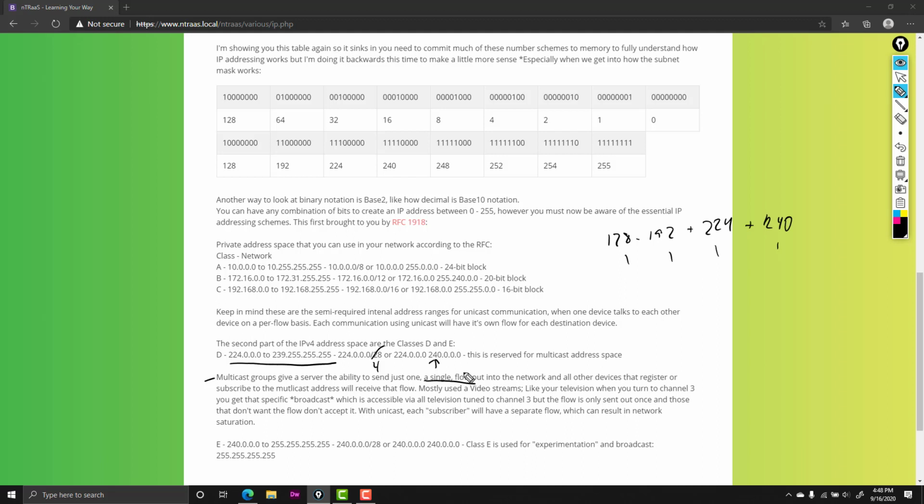With unicast, each subscriber will receive a separate flow that can cause network saturation.